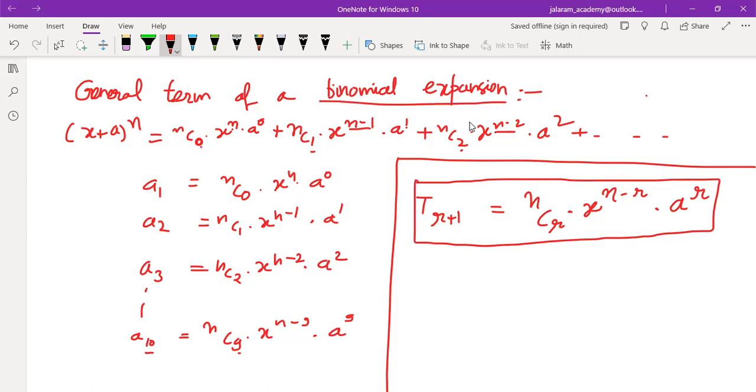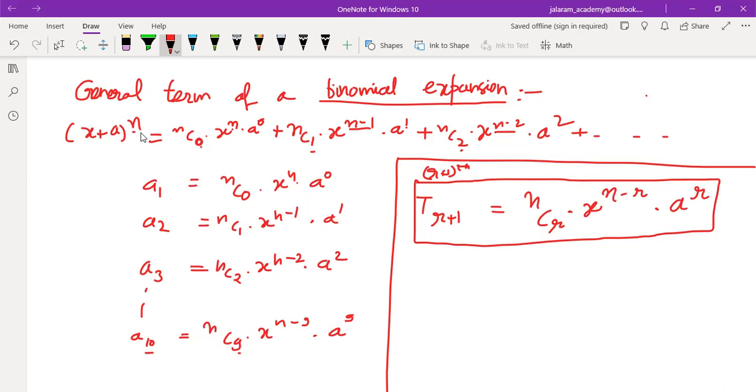We have obtained the nth term as the general term of an AP, a plus (n minus 1) into d. The nth term of a GP, a into r to the power n minus 1, as the general term of a GP. Is that clear to you? Similarly, the (r+1)th term of this expansion is considered as nCr x^(n-r) a^r. Is that clear to you, everyone? Yes, sir.